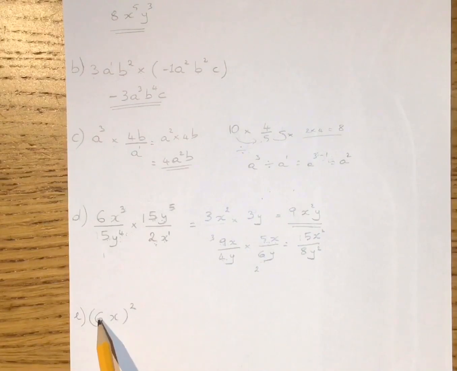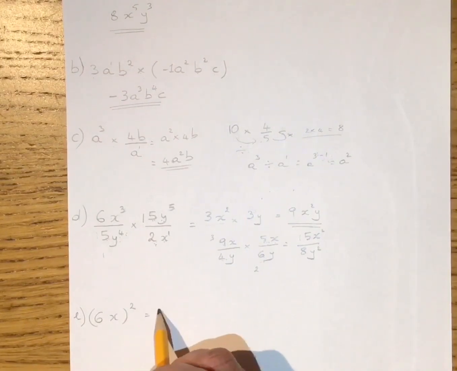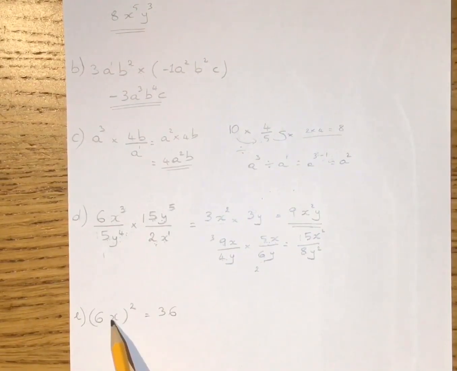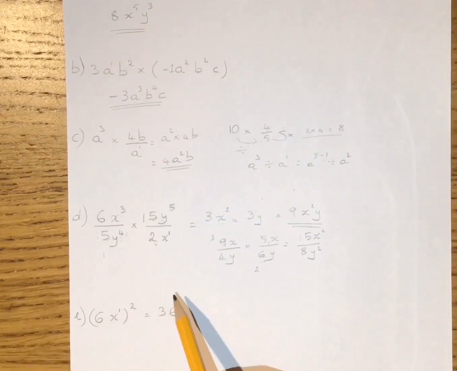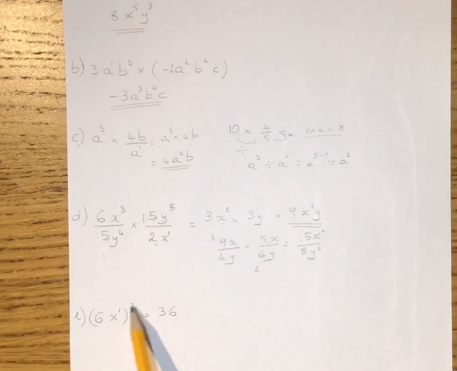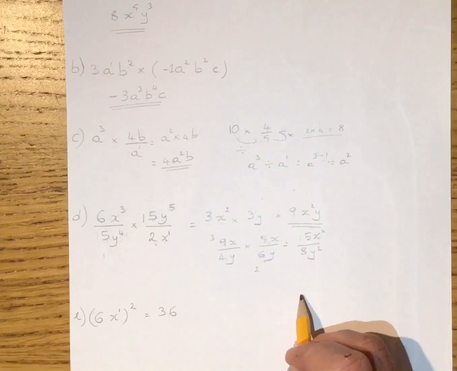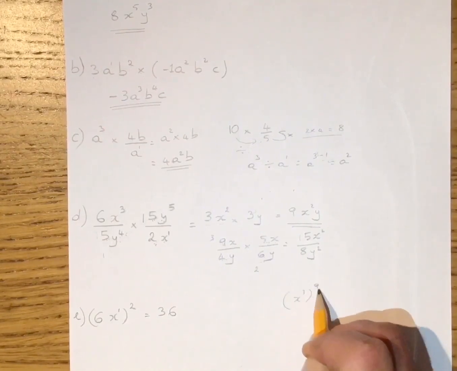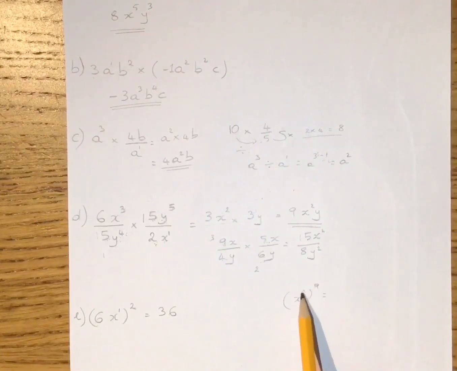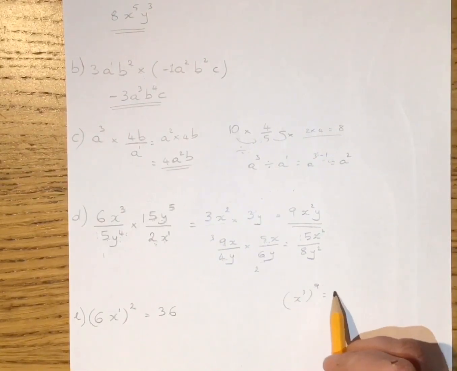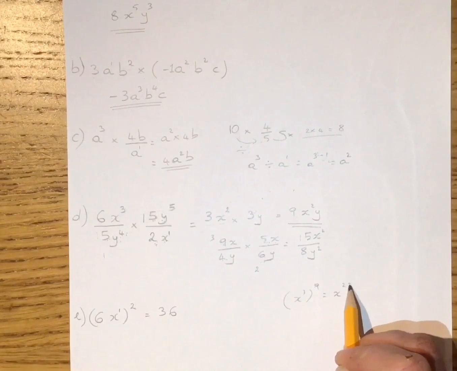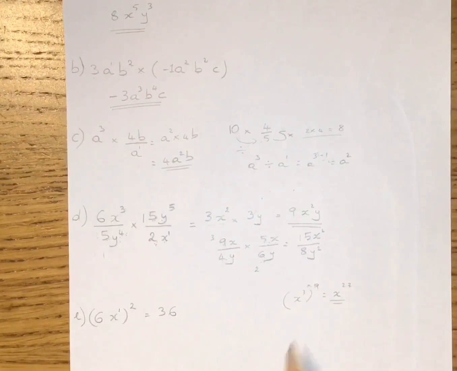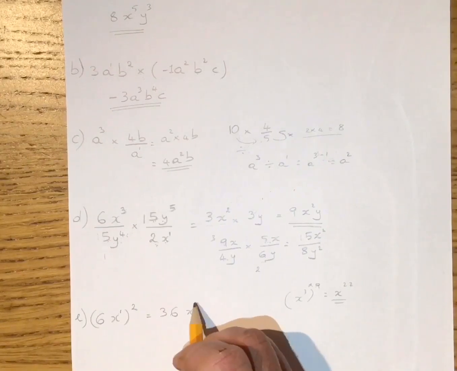So we have 6 squared as 36. X to the power 1, to the power 2. Power of a power, you have to times the powers. So for example, x to the power 3 to the power 9, we need to times the powers, so that will be 9 times 3, 27. Okay, here we times the powers. So here 1 times 2 is 2.